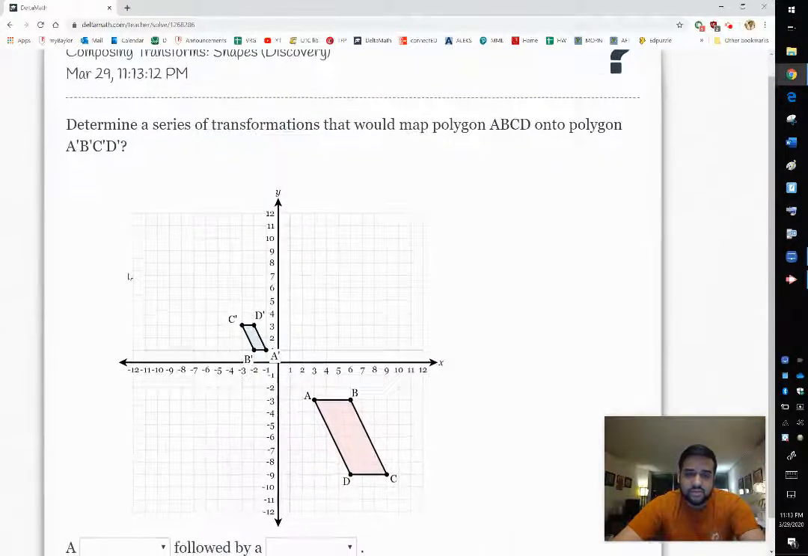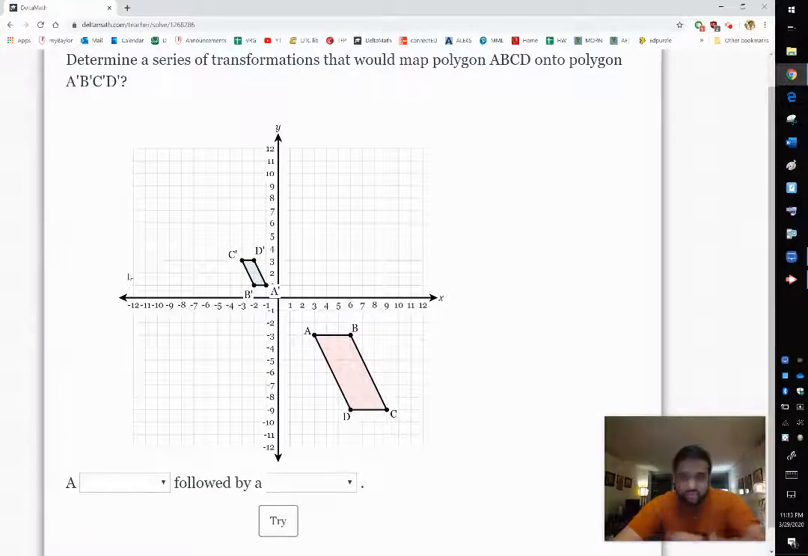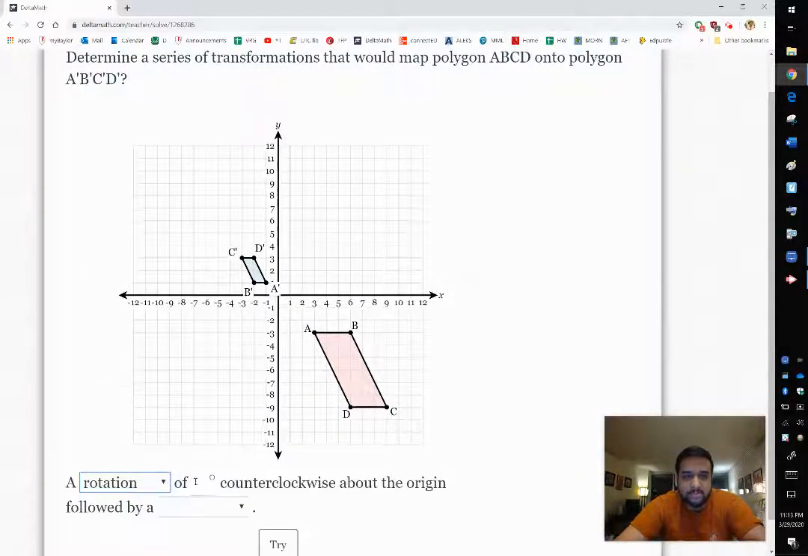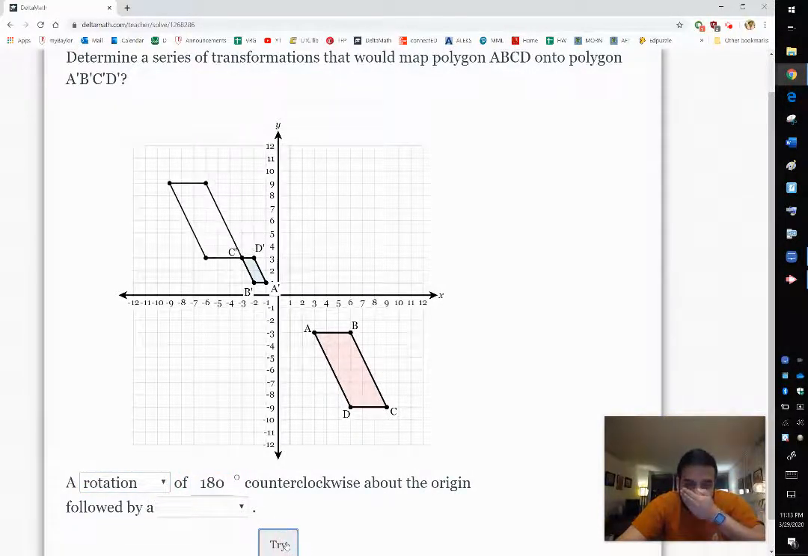Let's take a look at this one here. Once again, taking the red or pink onto the blue. So my guess here would be, once again, if you notice the orientation here, it looks like probably a rotation because AB on the top in the red becomes the bottom in the blue. So let's just do some guess and check here and do a rotation of probably 180. Okay, looks like it's pretty good. It's in the right orientation now.